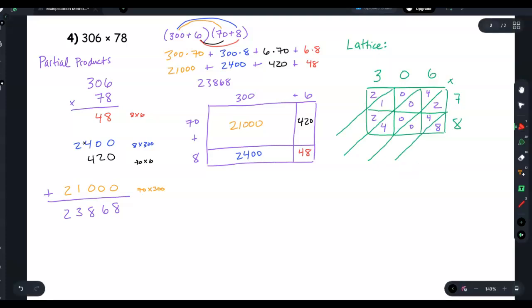And then I'm going to add along each diagonal, starting with the rightmost and working my way left. This is just 8. The next diagonal is 2 plus 4 plus 0, which is 6. The next one is 4 plus 0 plus 0 plus 4, which is 8. The next one is 0 plus 1 plus 2, which is 3. And the last one is just the 2. So we get 23,868.